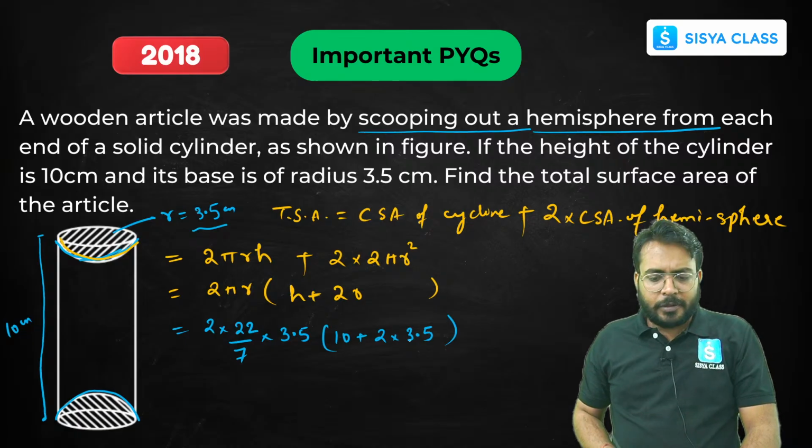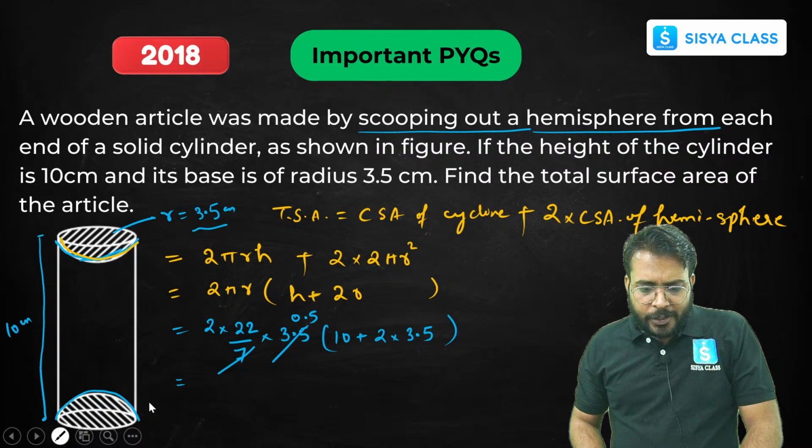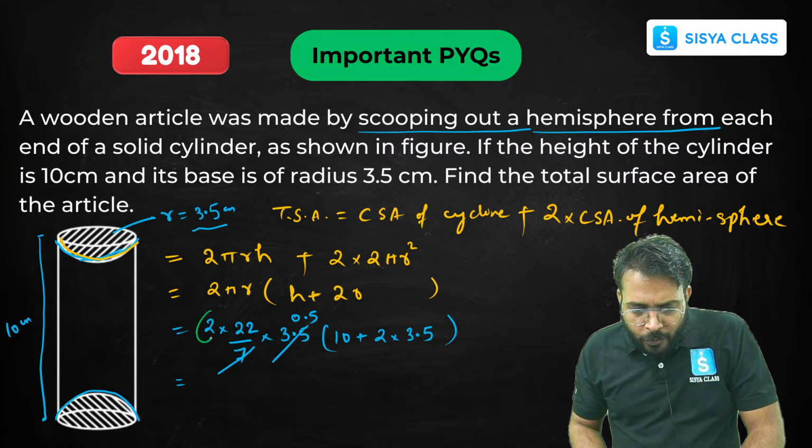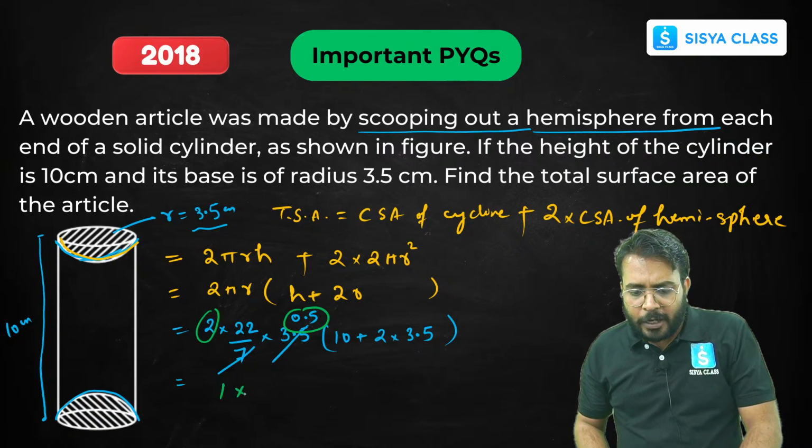All right. Okay. So, sir, can we solve this? Okay, solve it. 7 into 0.5, 7 into 0.5. And next, 2 into 0.5, 2 into 0.5 is nothing but 1. Okay. So, here can I write 1 into 22?